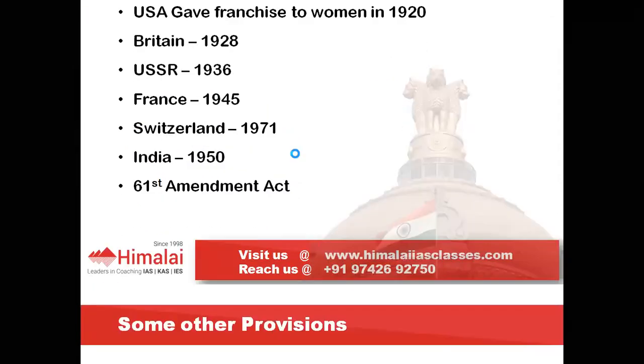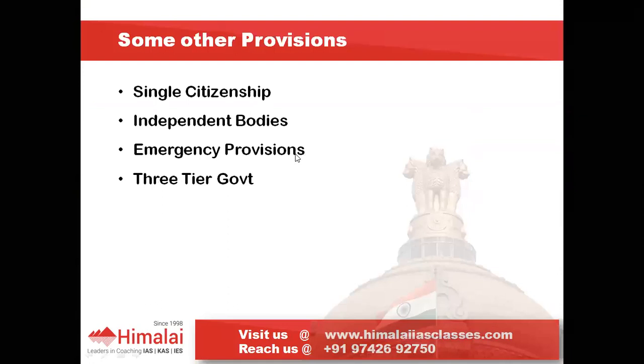Moving ahead. Some other significant provisions, single citizenship as we have opted. So if you take any federal country like the United States, there is a provision of dual citizenship. So there, let's say if you live in a state called North Carolina, you are a US citizen as well as you have a citizenship of North Carolina. Whereas in India, let us say we are living in any Indian state, Uttar Pradesh, Karnataka, Rajasthan, anywhere, we are just an Indian citizen. There is no state citizenship.